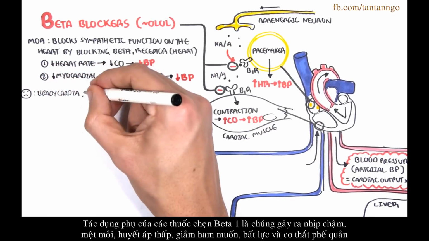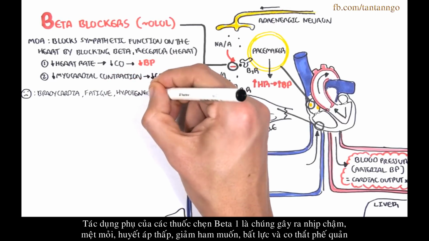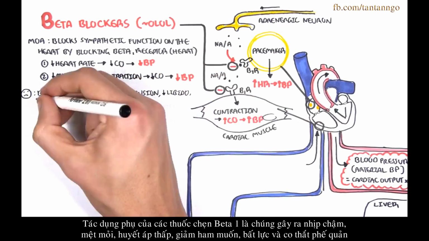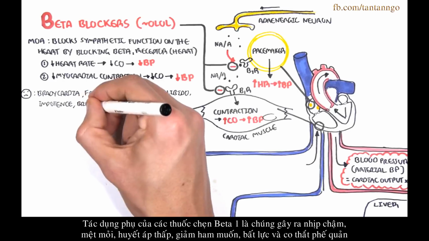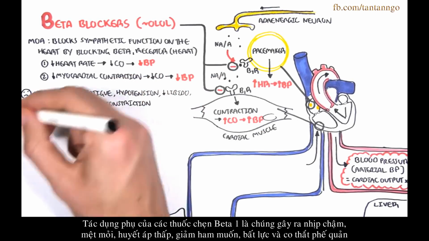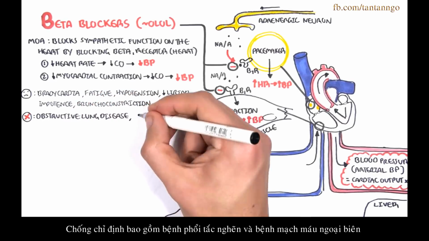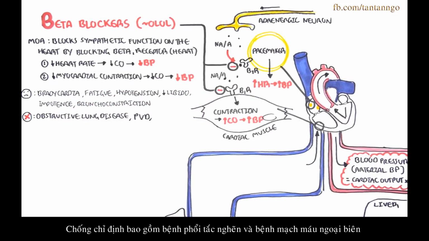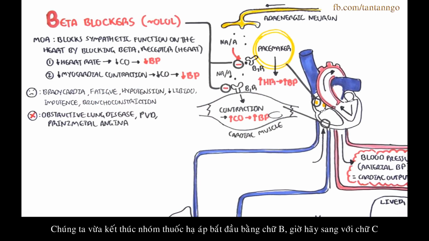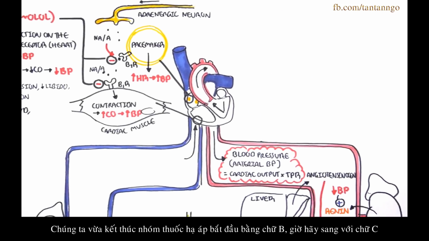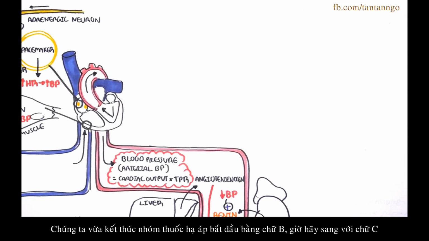Side effects of beta blockers include bradycardia, fatigue, hypotension, decrease in libido, impotence, and bronchoconstriction. Contraindications include obstructive lung disease and peripheral vascular disease. So that was the antihypertensives with B. Let's look at C antihypertensives.